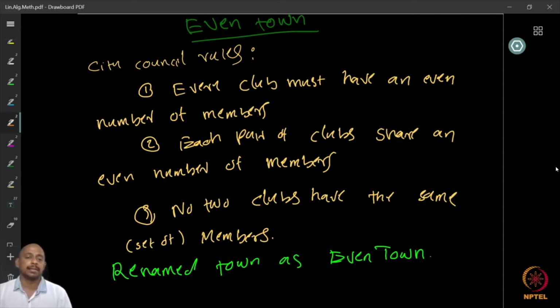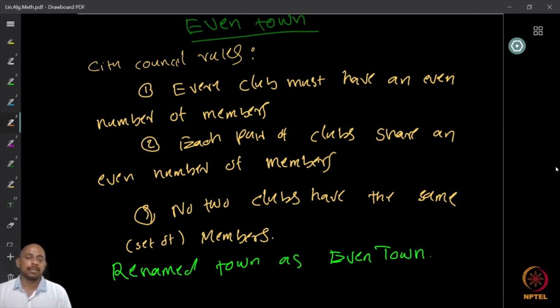Then again they said that okay, this may not be good enough. So let us say that no two clubs can have the same set of members. Right? So then maybe we can hope to reduce the number of clubs. So no two clubs can have the same set of members, and each pair of clubs share an even number of members, and every club must have an even number. So with this, the city council hopes that they can reduce the number of clubs, and then solve the issue once and for all, right? Because they don't want to deny them the right to form clubs, because that is the hobby of people. And you don't want to disappoint them too.